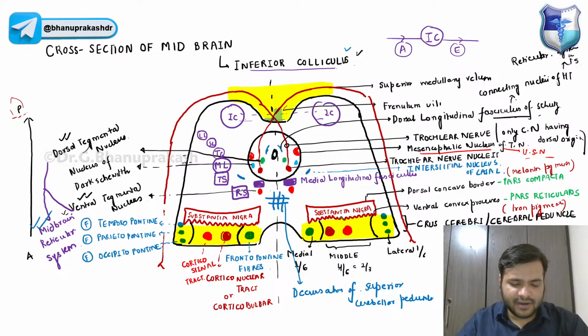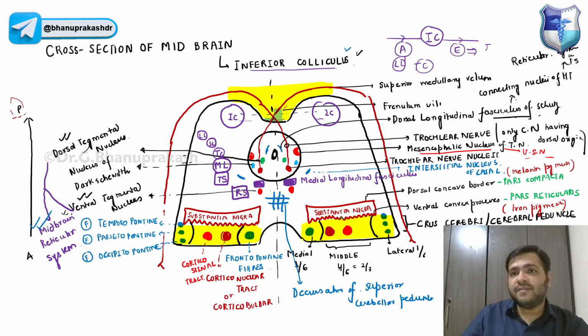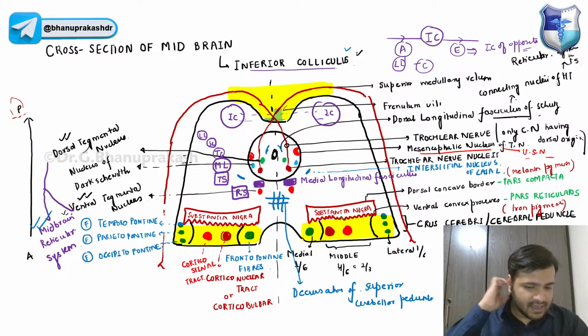It receives the efferent fibers, guys, from the lateral lemniscus, right? It also receives the efferent fibers from the temporal cortex, via the brachium of the inferior colliculus. So that you already know. Now it will give efferent fibers to the inferior colliculus of the opposite side. Yes, Shakil, you are right.